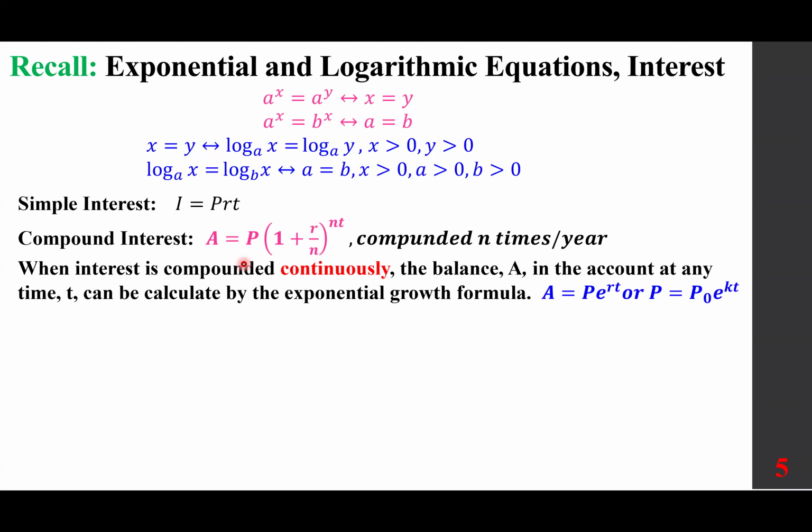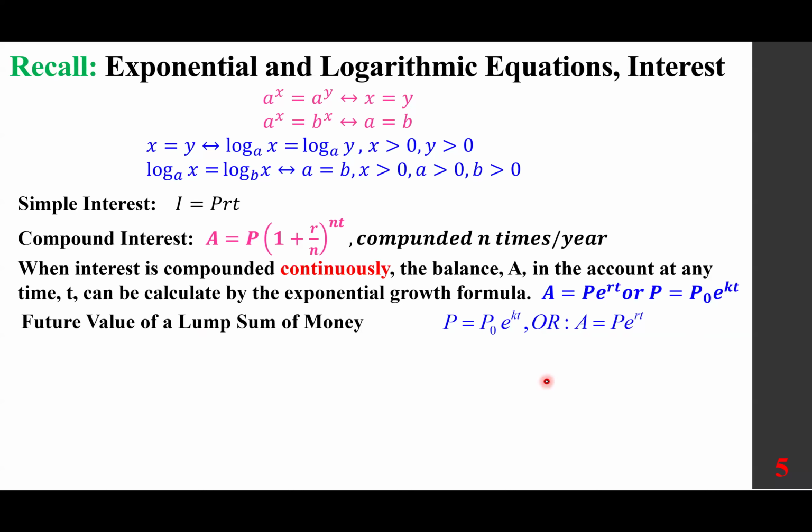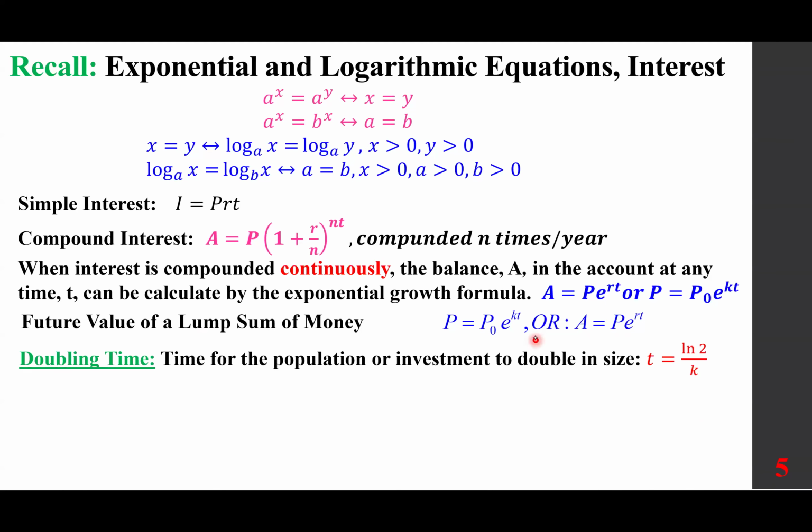Simple interest, I equals PRT. Compound interest, A equals P times (1 plus r over n) to the power of nt. And this is compounded continuously. Future value, P equals P sub 0 e to the power of kt, A equals P e to the power of rt. These are different ways of writing it depending on the text.